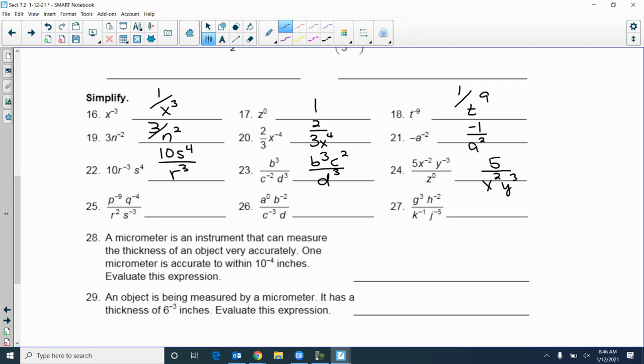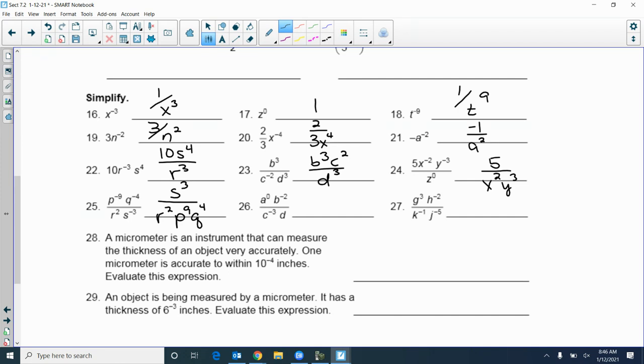I got s cubed over r to the 2nd, p to the 9th, and q to the 4th. That is correct. The r squared is the only one that stays because it's a positive exponent. It stays in the denominator, and then everything else moves. Connor, how about 26?